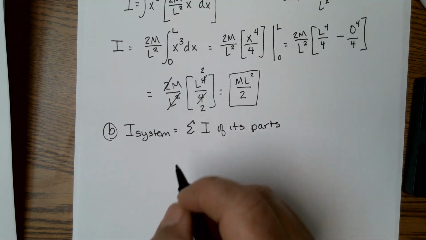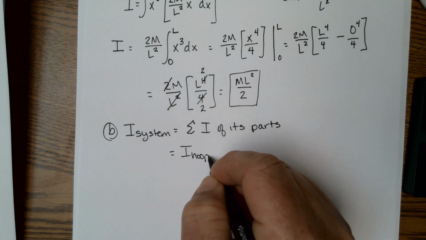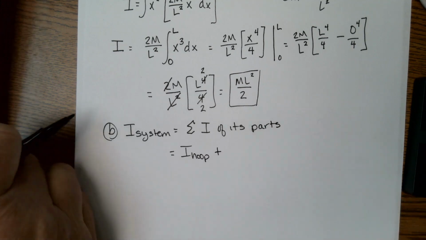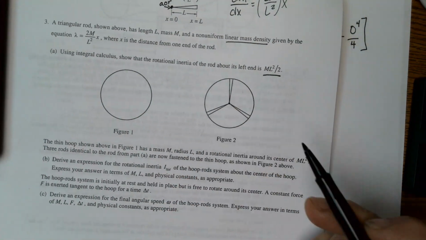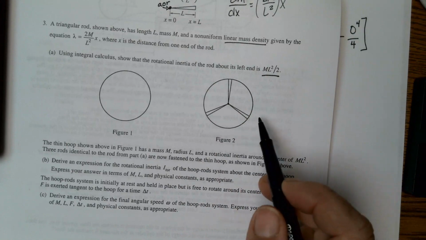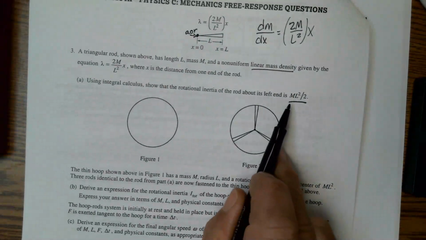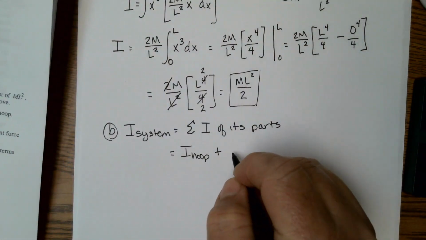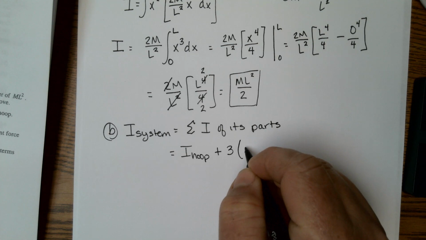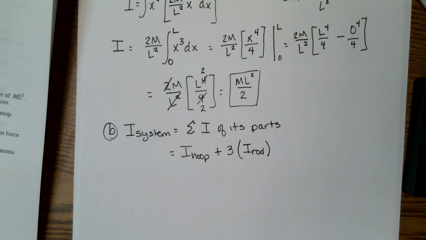So what do I have? Well, this is going to be the I of the hoop plus, and you notice that they fasten inside the hoop 1, 2, 3 rods. But all these rods are identical, so they all share the same I that we just calculated. Or if I didn't know how to calculate, they tell me what it is, so I can use that here. So plus 3 times the I of a rod, because we have 3 rods in there.